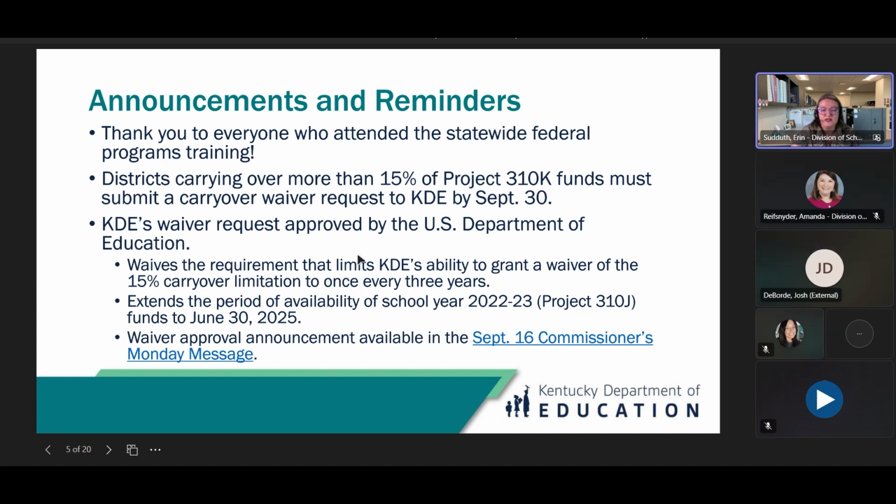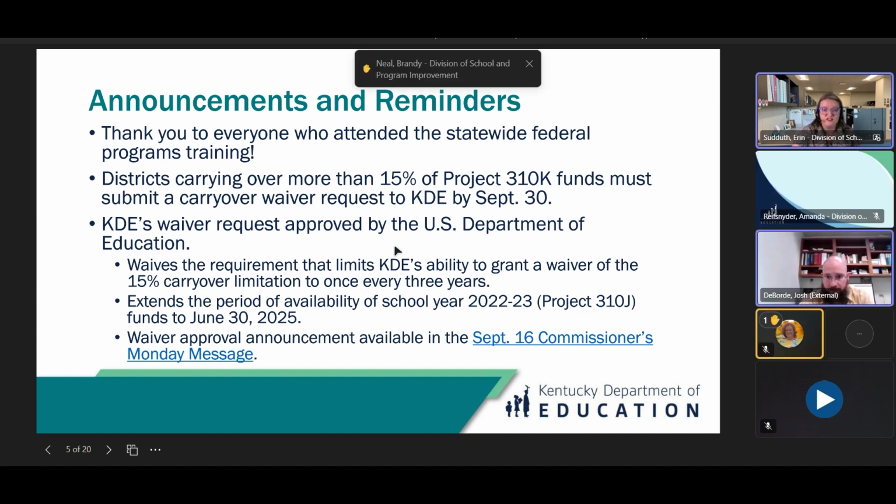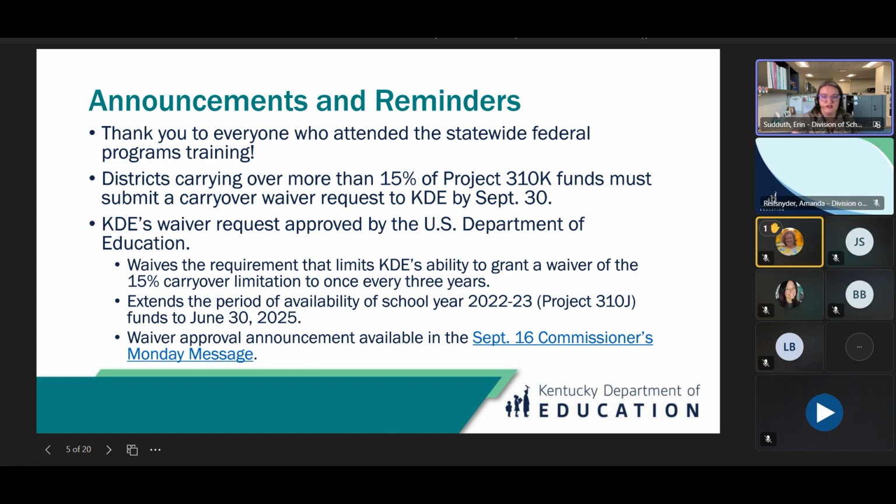Districts who are going to be carrying over more than 15% of Project 310K funds need to submit a carryover waiver request to KDE by September 30th. So that's going to be Monday. Be sure that you do that.